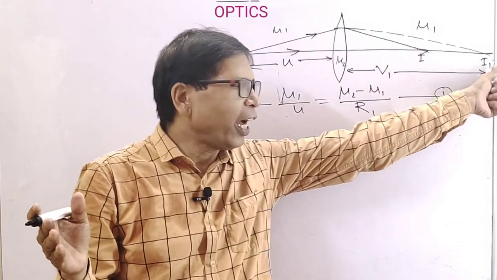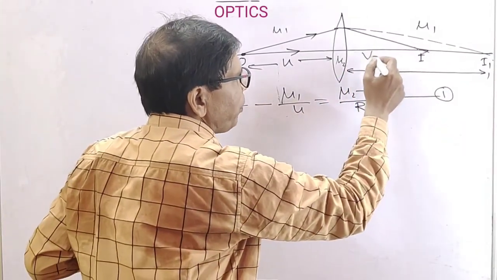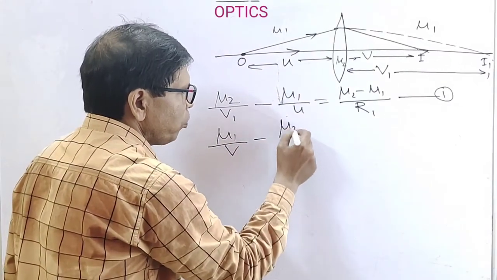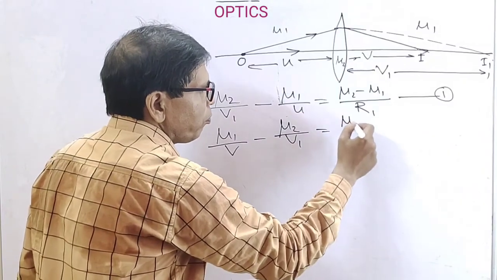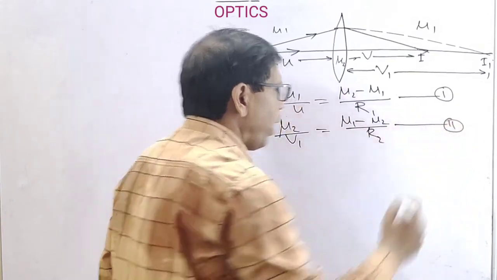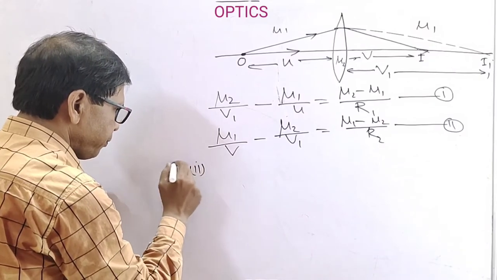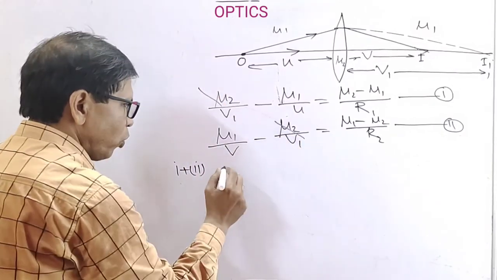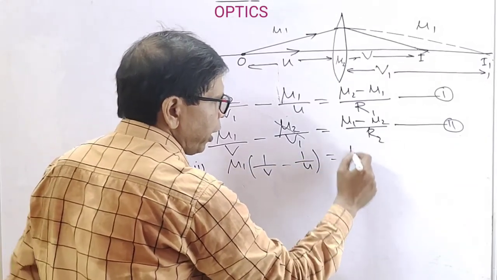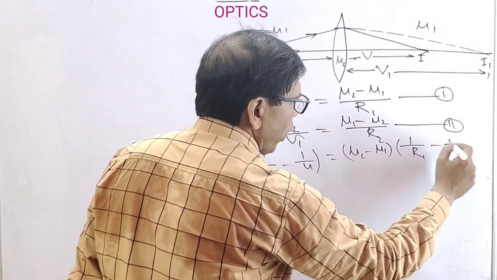Now, the image I1 acts as the object for the second surface. If V be the final image distance, so look at this. This is mu1 by V minus mu2 by V1 equals mu1 minus mu2 by R2. This is equation 2. Now, adding 1 and 2, we get, look at this, this and this cancel out. So mu1 into 1 by v minus 1 by u equals mu2 minus mu1 into 1 by r1 minus 1 by r2.